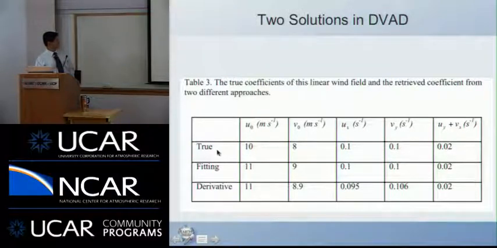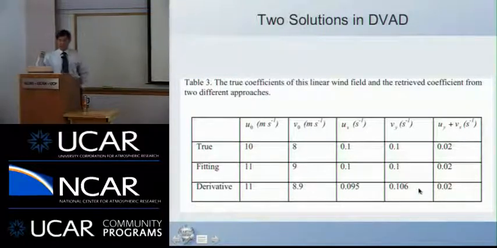I compare the two different ways of computing the coefficients. This is an analytic wind field. The true wind field has these parameters. If I use the two-dimensional curve fitting, this is what we resolve, and this is using the derivative method. You can see these two methods pretty much give you the same answer, with some very minimal uncertainties.